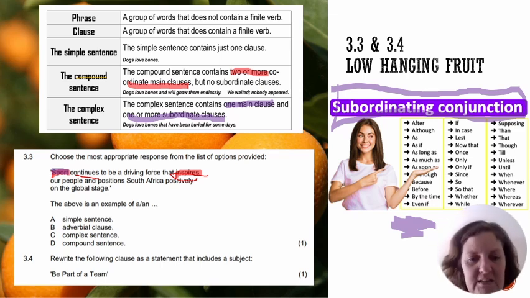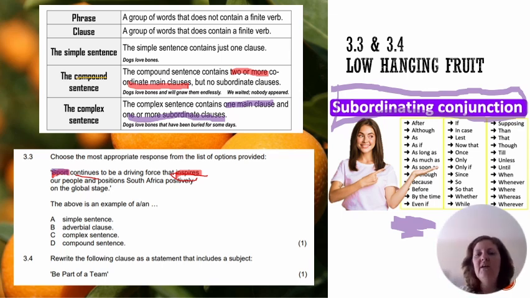Okay? So I might say something like, you should be part of a team. I've added in you as my subject, but now I can't say you be part of a team. To have subject-verb agreement, I put in the helping verb: you should be part of a team, or you must be part of a team. They're not specific about which subject you can put in. So you could even have said, Michael must be part of a team, a person's name, as long as it's a subject. Low-hanging fruit, done and dusted.